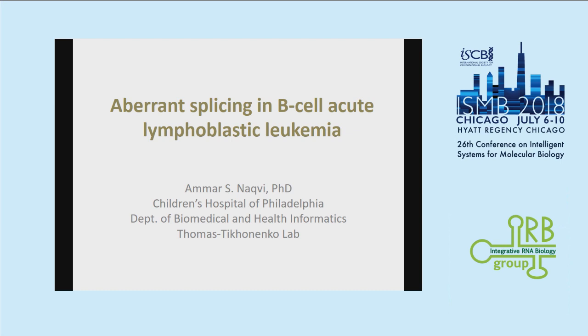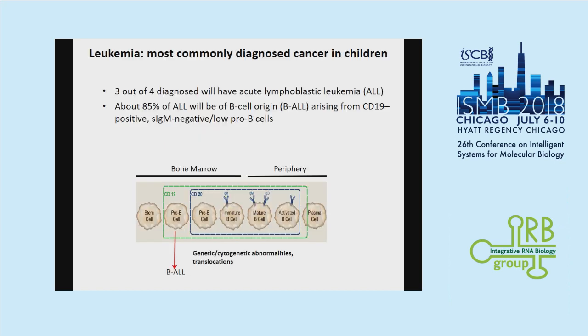Okay, so the title of my talk will be Aberrant Splicing in B-cell acute lymphoblastic leukemia. And just some background information. Leukemia is the most commonly diagnosed cancer in children. 3 out of 4 who are diagnosed will have acute lymphoblastic leukemia.